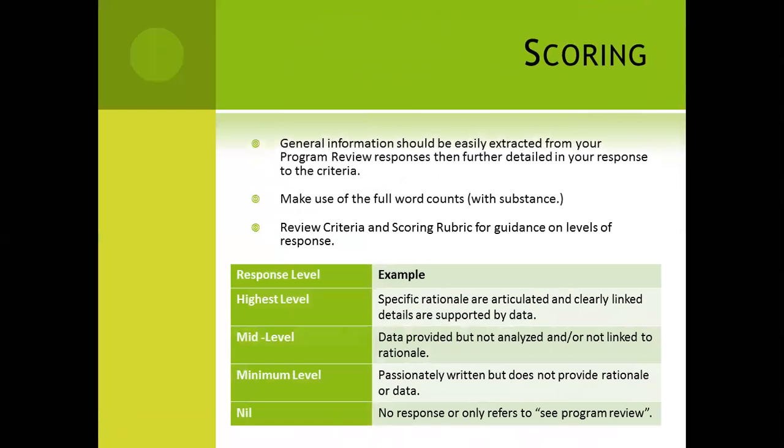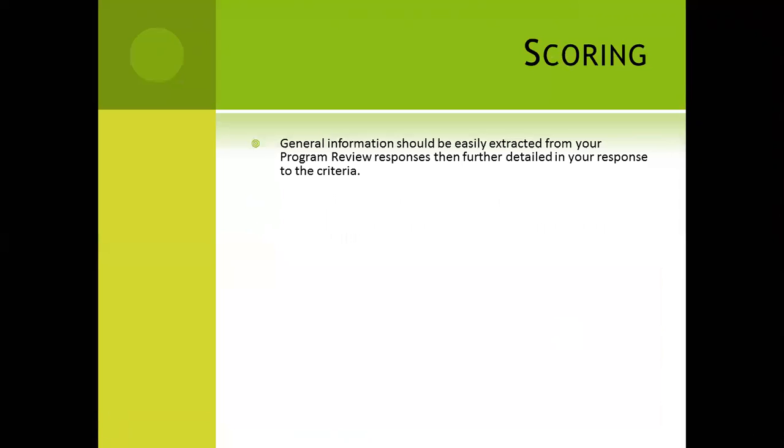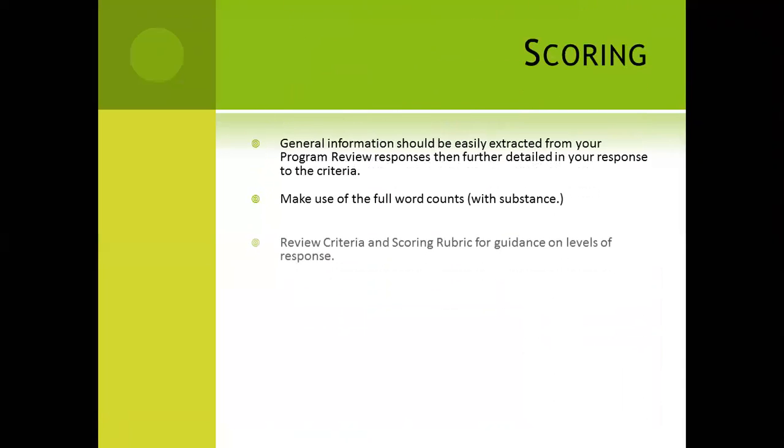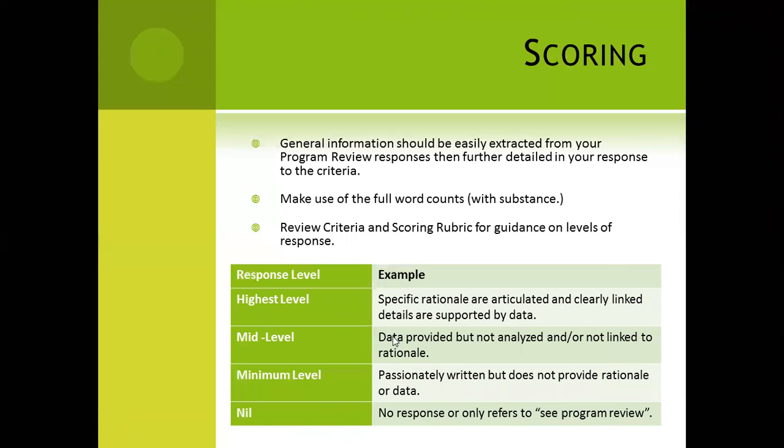So looking at the responses, if you're looking under the highest level, that's where the specific rationale is articulated and clearly linked to details supported by data. So just being very clear, connecting it with the data, explaining. A mid-level response would be that the data was provided but not really linked to the rationale. So it's really connecting your narrative to the data. Minimum would be passionately written, like we really need a position because we really need a position. That's not including data. So just remember, none of you are going to get that response level anyway.